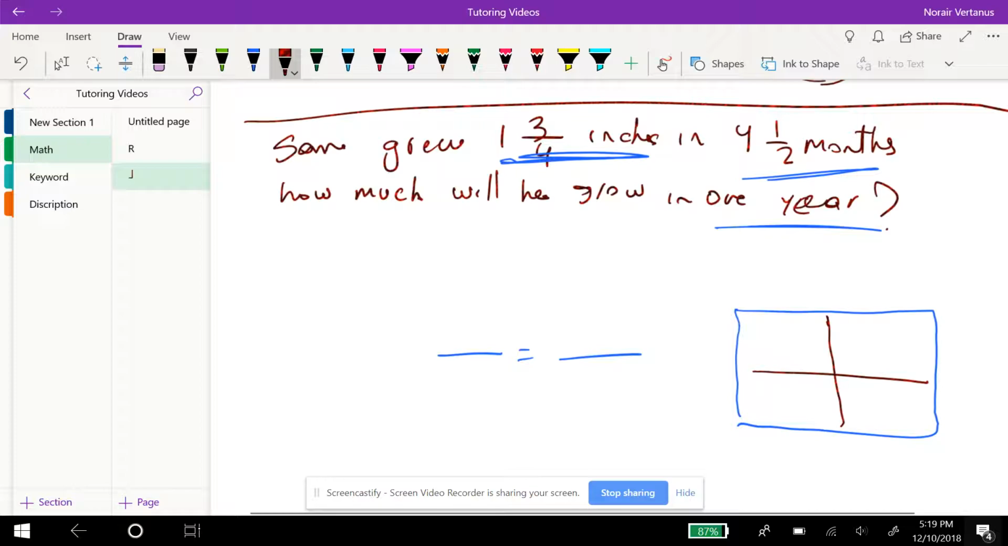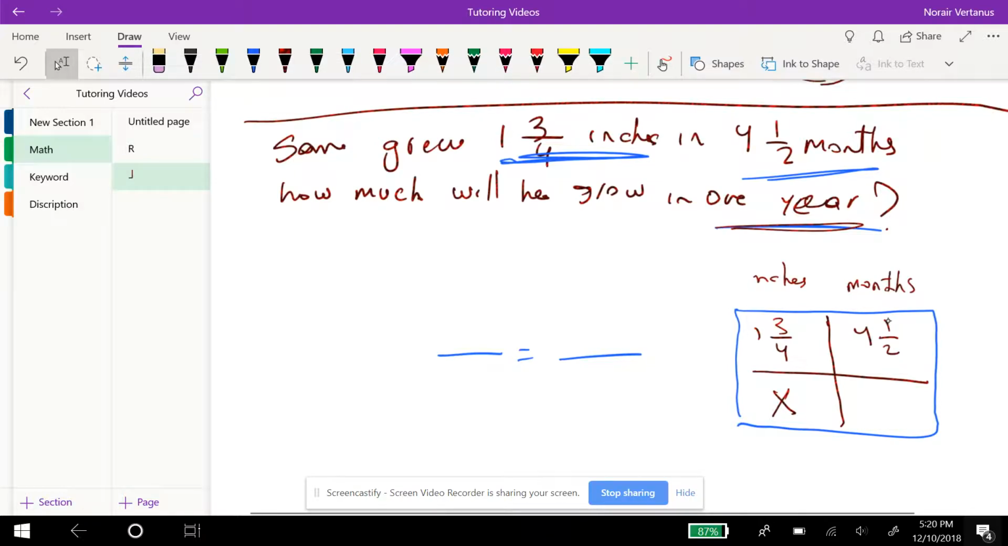And then you have months, 4 1/2 months. And then inches. These are units, right? 1 3/4 of an inch, right? In 4 1/2 months. And then the question is, how much will he grow in 1 year? So again, it's not known. That's how much he grows in 1 year. So I'm gonna categorize them together.